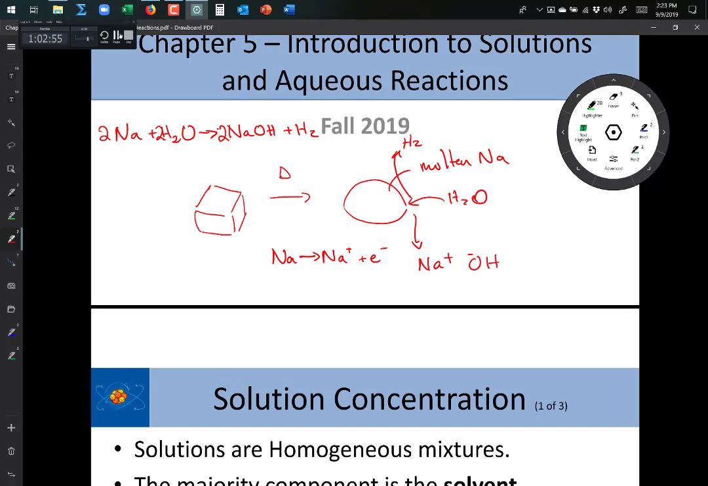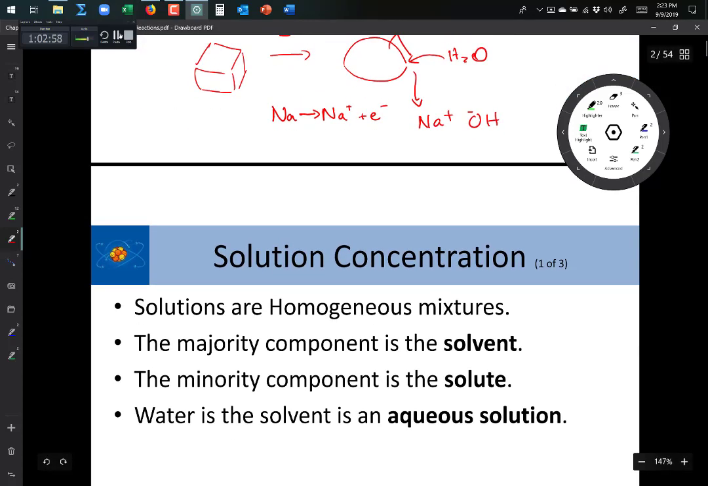Right? But normally you get to see the ball of sodium floating around and has like the hydrogen gas burning around. It's kind of fun to watch for a while and then all of a sudden it explodes. Yeah. This one didn't give us any time.